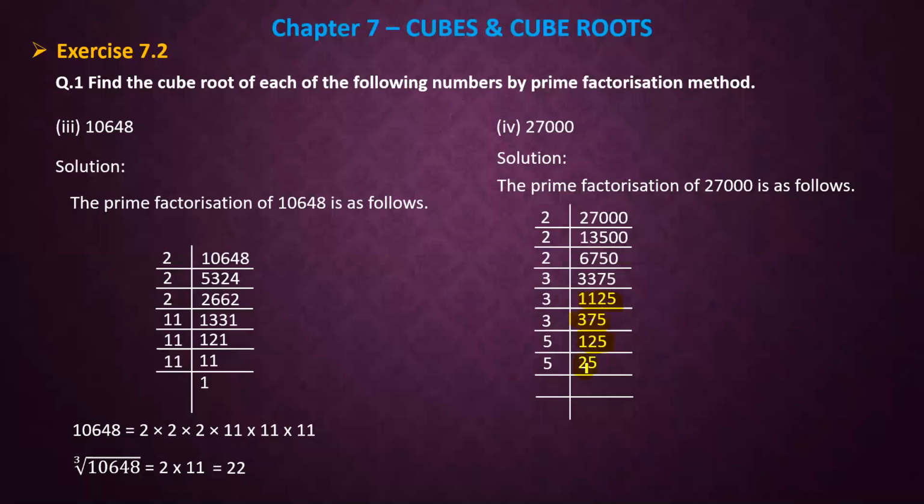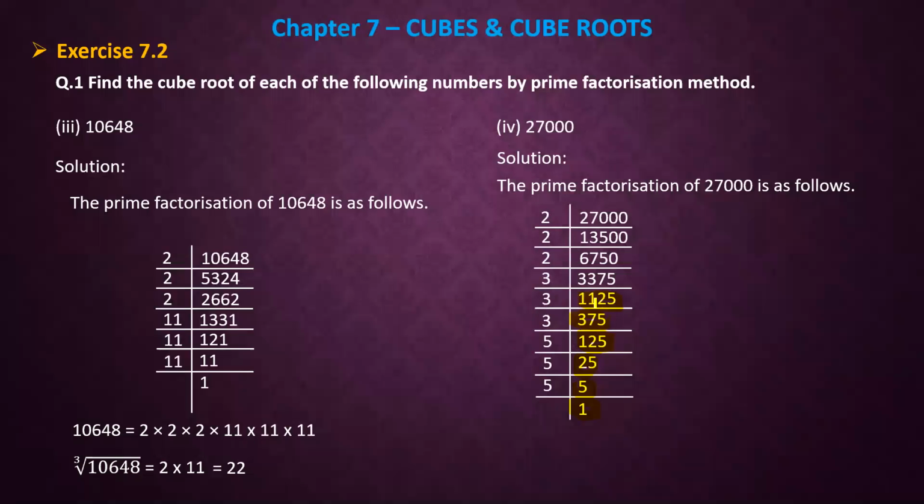Again, 25 is divisible by 5. 25 divided by 5 is going to be 5, and this last 5 is again divisible by 5, and we are getting the quotient as 1. 5 ones are 5, so therefore the quotient is 1. So our prime factors have ended. That means we cannot go further.